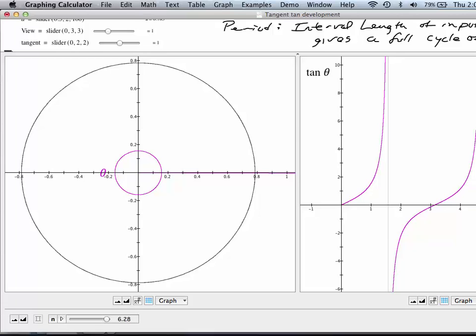So, looking at our graph of tangent, what is the interval length of input values that gives us the full cycle, or what interval length do we need before the output pattern starts over again? Jaden, what do you think? How far do we need to go? What interval length of input before the pattern starts over again? What's that? Pi. Why do you say that? Right?